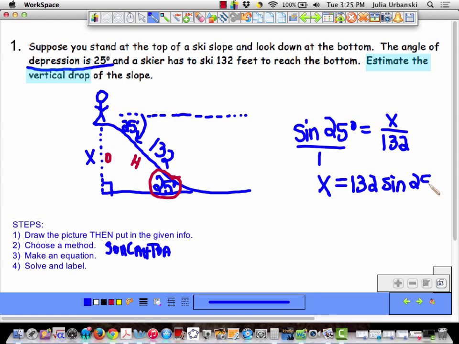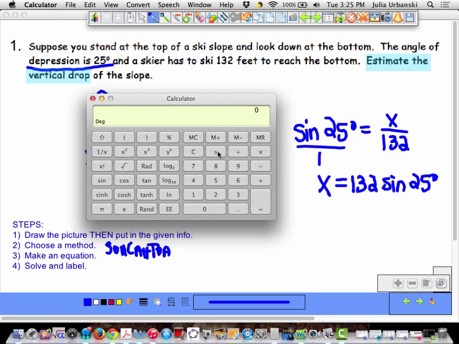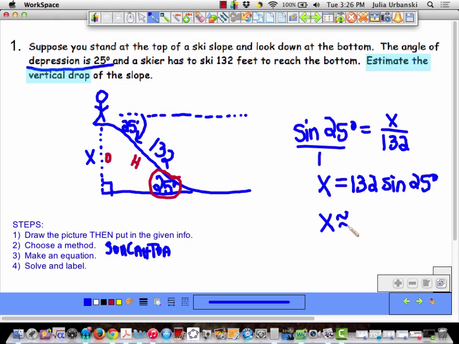And we get, make sure you're in degrees, 132 times sine of 25, and don't forget to hit equal so it can finish multiplying. 55.7856. It does not tell me how to round it, so I can choose for myself. I'm going to do the nearest tenth of a foot, 55.8 feet. So that's right here. This would be 55.8 feet.